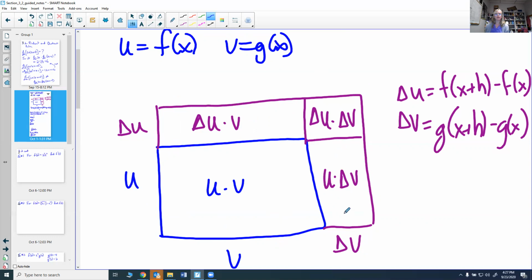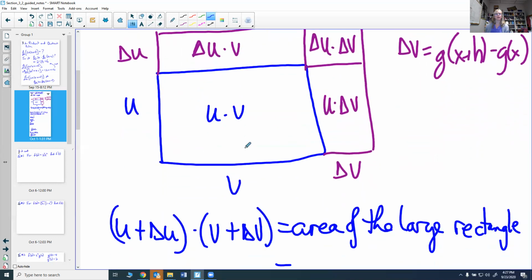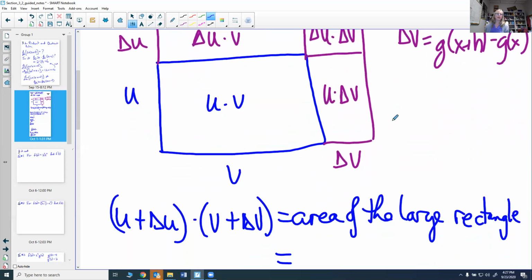Same thing with this one. This one had a length of u and a width of delta v, so its area is u times delta v. This little one right here is just going to have a length of delta u and a width of delta v, so its length times width is delta u times delta v. So we can actually look at the area of the big rectangle. Again, that's just u plus delta u times v plus delta v, which is the length times the width, and that's the area of the large rectangle.